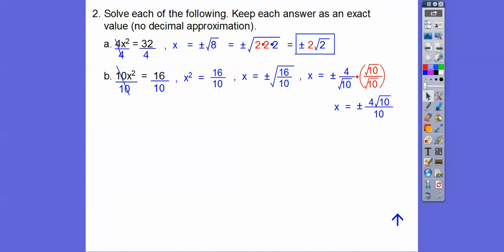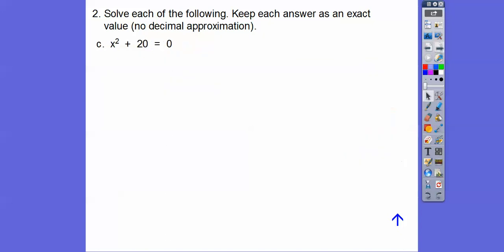And then we can reduce these, you guys. I can reduce 2 goes into 4 twice. 2 goes into 10 5 times. So we get plus or minus 2 root 10 all over 5 right there. All right. Okay, let's try this guy here.